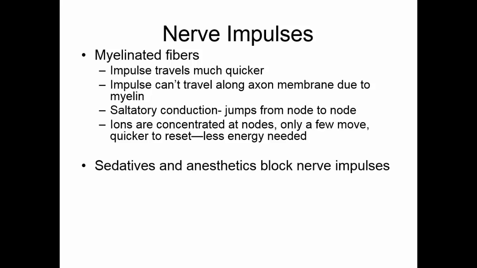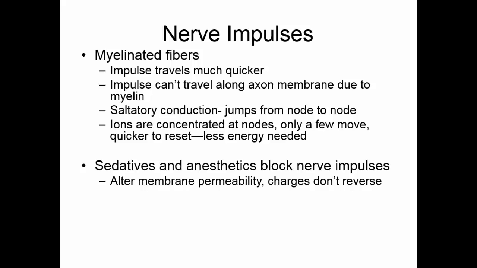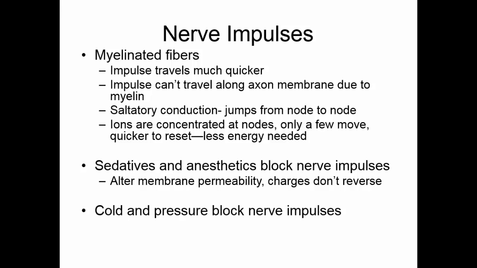Sedatives and anesthetics block nerve impulses, usually by blocking the opening of sodium gates. They alter the membrane permeability so the charges don't reverse. Cold and pressure can also block nerve impulses. This has to do with a lack of oxygen and nutrients from the blood vessels getting there, so we don't have enough energy to reset the membrane fast enough.